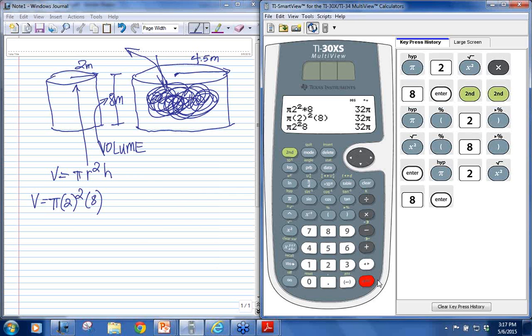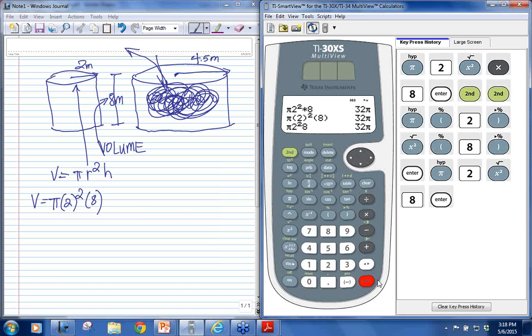And keep in mind that the calculator is doing this from left to right. It's doing the order of operations, so it does the powers first, and then multiplies from left to right. Okay, so now we see 32 pi right here.